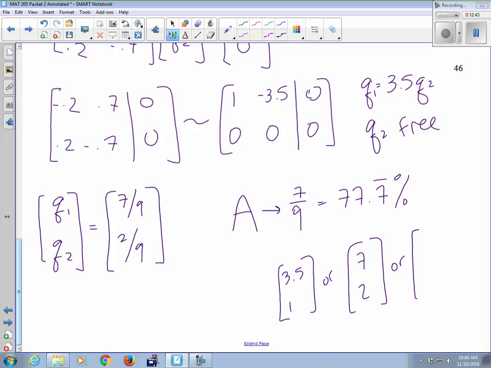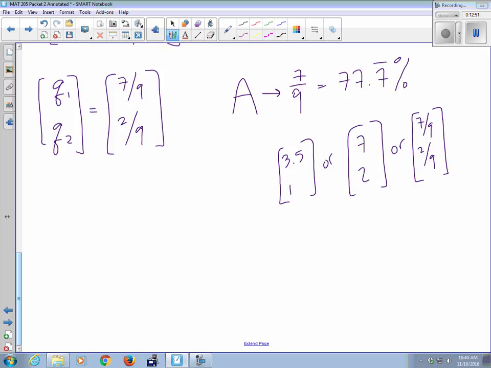So you could do 7/9 and 2/9. You just add the two entries together and make it the denominator. You could do the same thing with the 1 and the 3.5, right? I could do 3.5 over 4.5 and 1 over 4.5. But then I'd be like, I don't like decimals in my fractions, so then I would probably get rid of them. But that still works.